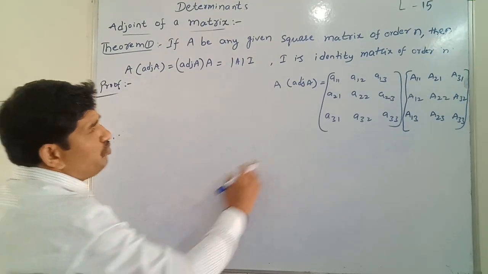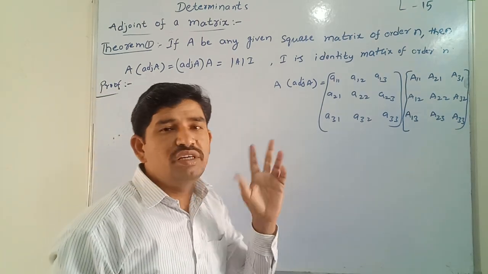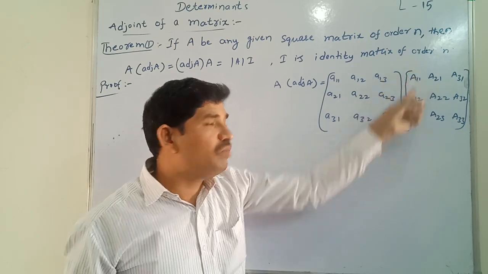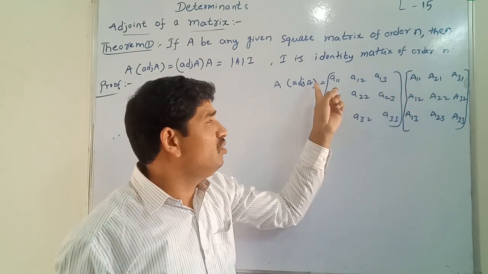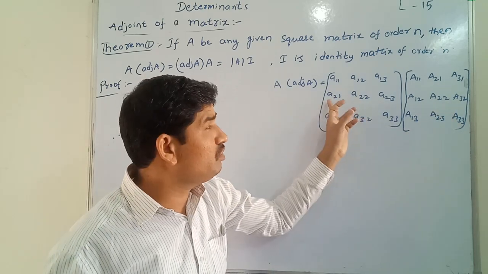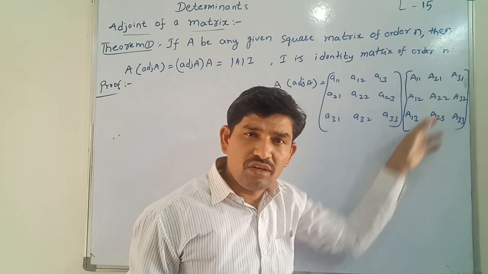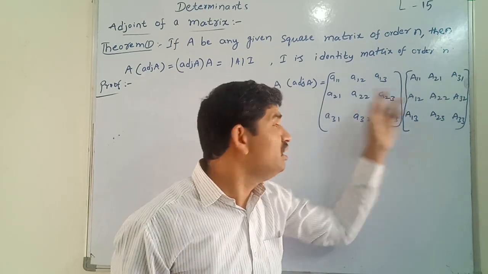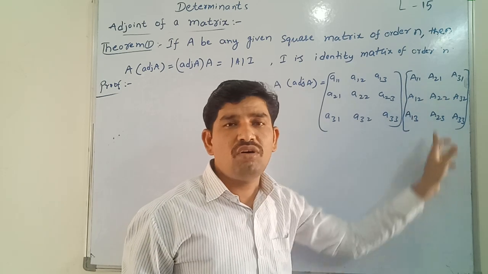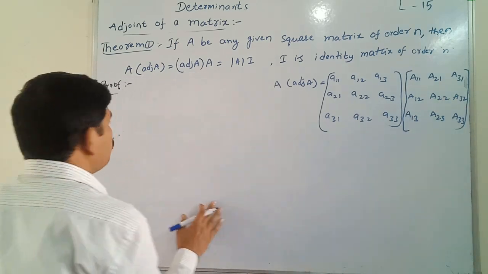Now we have to multiply two matrices. We know how to multiply two matrices. We take the first row and multiply with the first column, first row second column, first row third column. After that we take the second row, first column, second row second column, second row third column. Again last, the third row with first column, second column, third column. This is the way we multiply the two matrices.